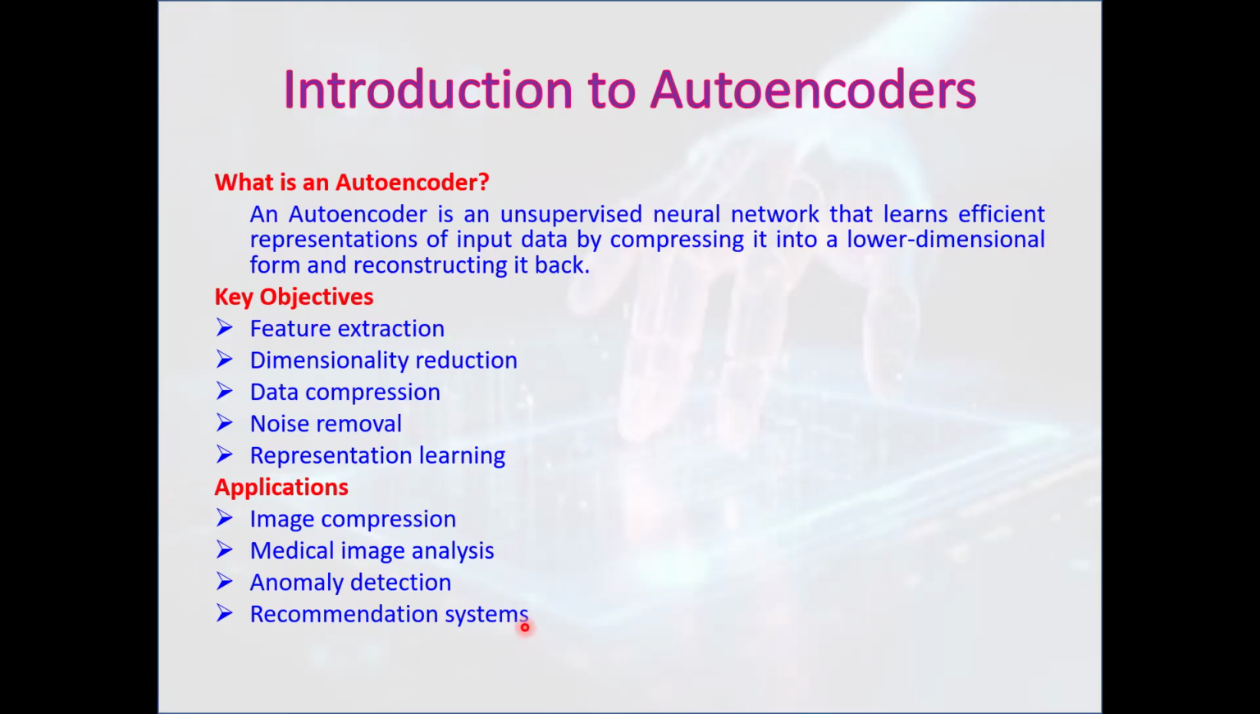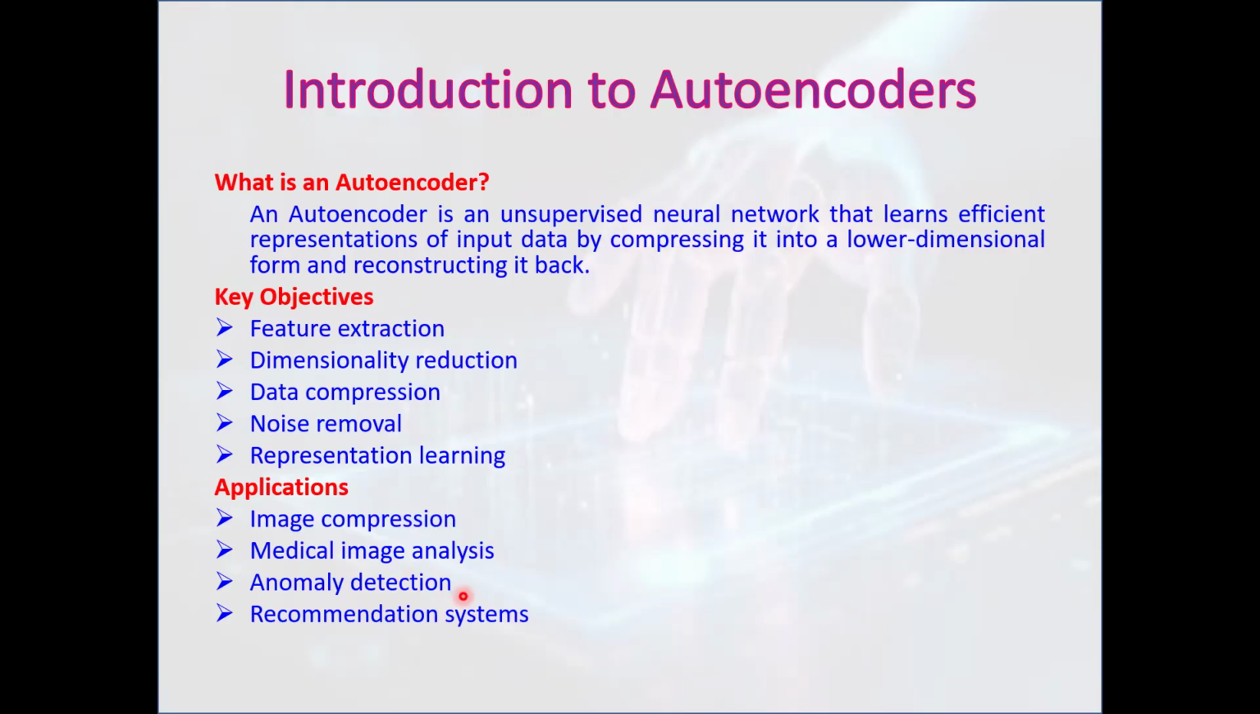Image compression means autoencoders are used in image compression by reducing image size while preserving visual quality. This helps save storage space and reduces transmission bandwidth requirements. And medical image analysis. In healthcare, autoencoders assist in analyzing medical images such as X-rays, CT scans, and MRIs. They help identify abnormalities and enhance image quality for better diagnosis.